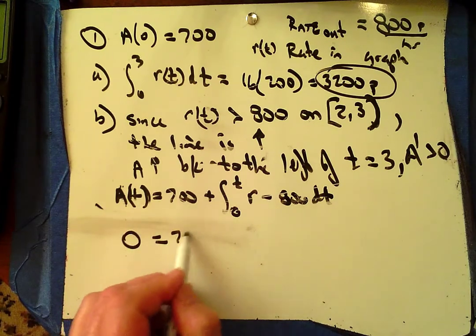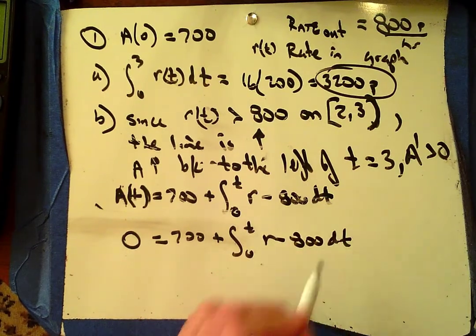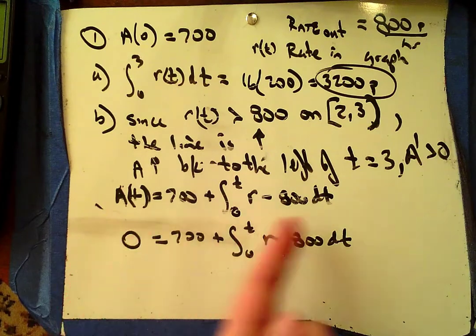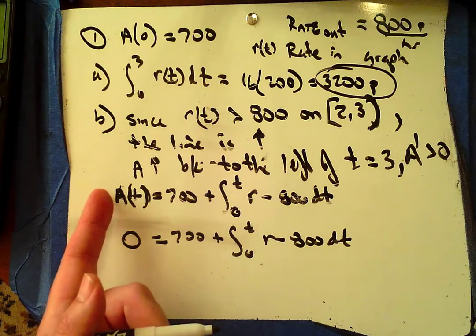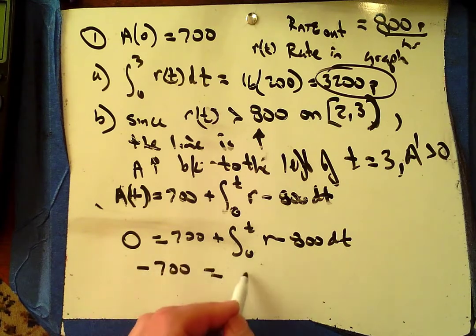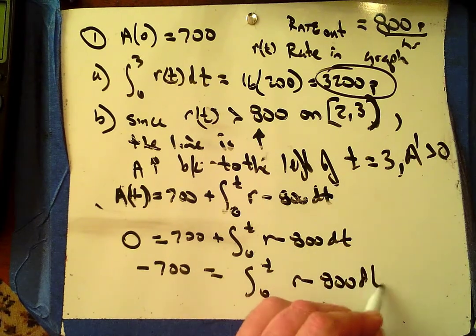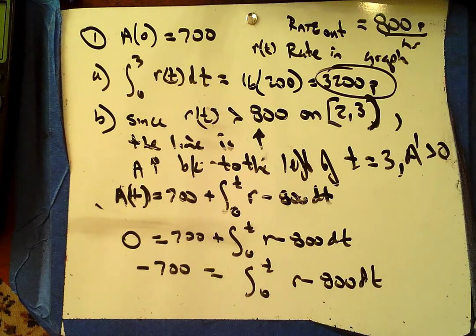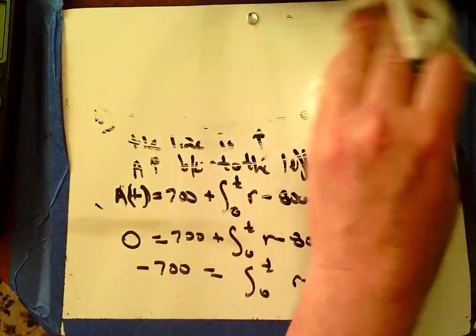So 0 equals 700 plus the integral from 0 to t of R minus 800 dt, which is really an easy thing to do if you've already mentally constructed a number of people in line function. You could also say that negative 700 equals the integral from 0 to t of R minus 800 dt. That could work as well, but more students would do this. Okay, so there's problem number 1. And it was with calculator, but I didn't need a calculator to add up some boxes, did I?